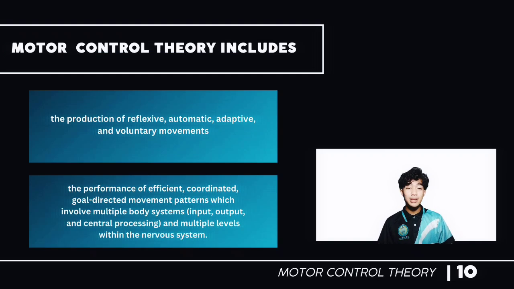Motor control theories include the production of reflexive, automatic, adaptive, and voluntary movement, as well as the performance of efficient, coordinated, goal-directed movement patterns, which involve multiple body systems like input, output, and central processing, and lastly, the multiple levels within the nervous system.